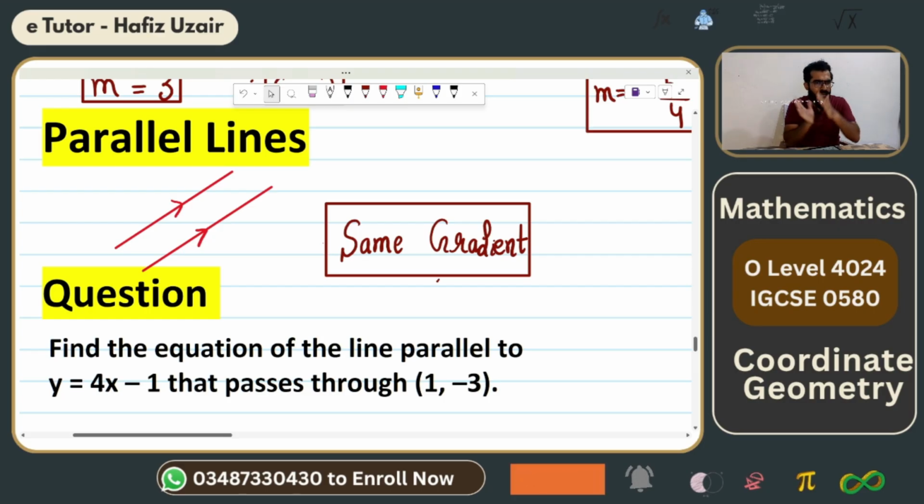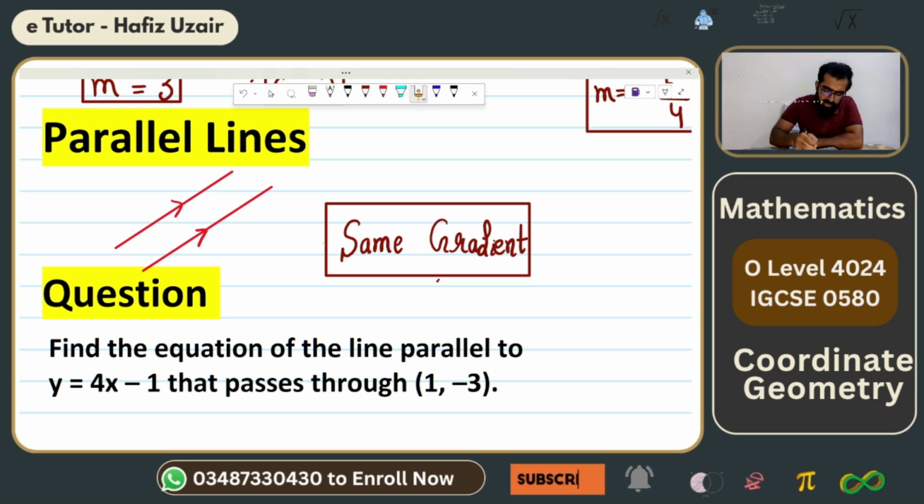Parallel lines are lines that are the same distance apart. You can take the example of a railway track. When you have two lines that are parallel, their gradient must be the same. They have the same gradient.